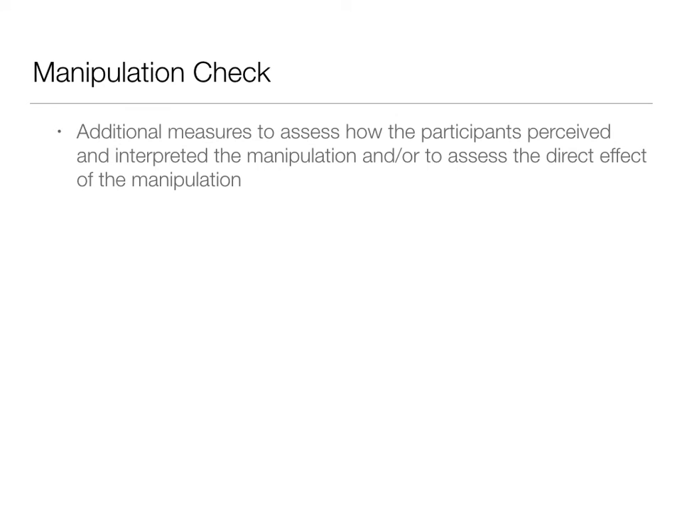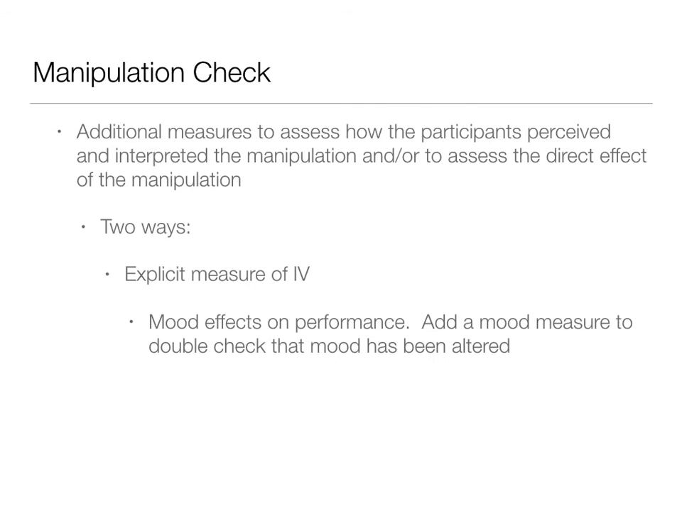So again, these manipulation checks are these additional measures that assess how the participants perceived or interpreted whether your manipulation actually took, right? Or you assess the direct effect of the manipulation, okay? So we need to really look and see, did this manipulation actually happen, and did that manipulation have an effect? And there's two ways we can do that. We can take explicit measures. So say we're doing a study on mood, okay, and we're trying to manipulate somebody's mood, we need to make sure that it's actually been altered.